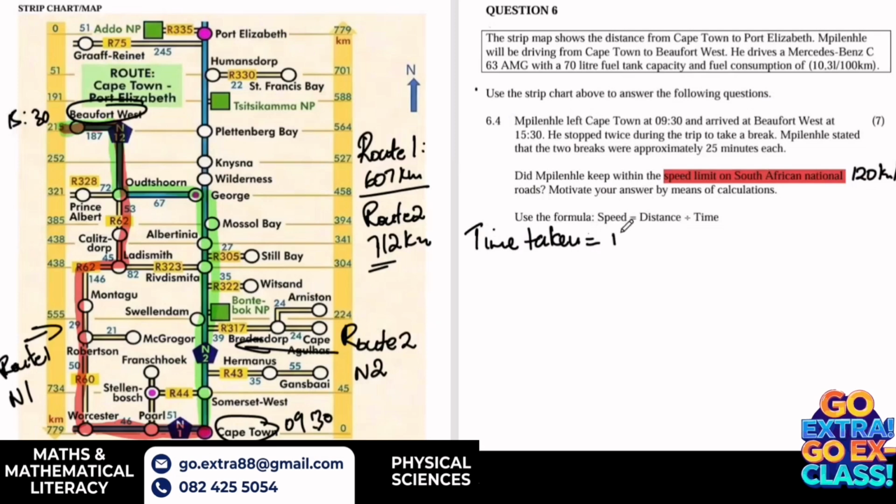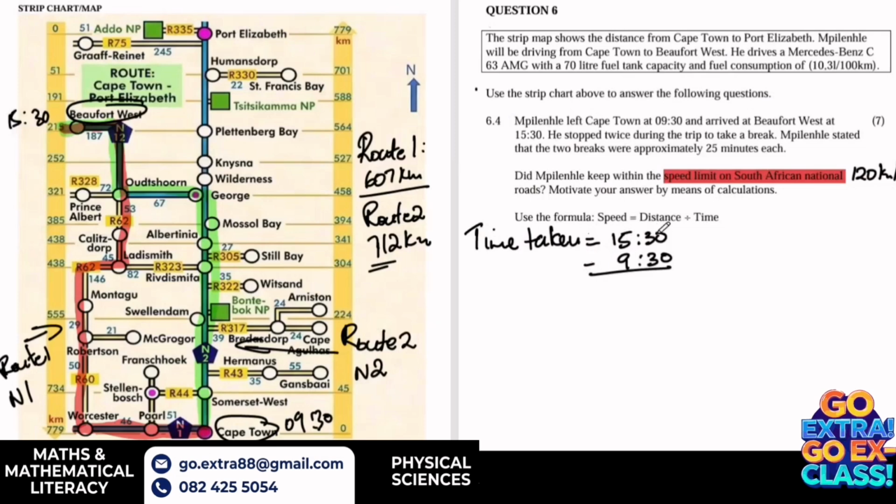You're going to say 15, that he arrived at this time, and then you're going to subtract the time of departure, which is 9:30. So now, what are we going to do here? We need to subtract minutes from the minutes.